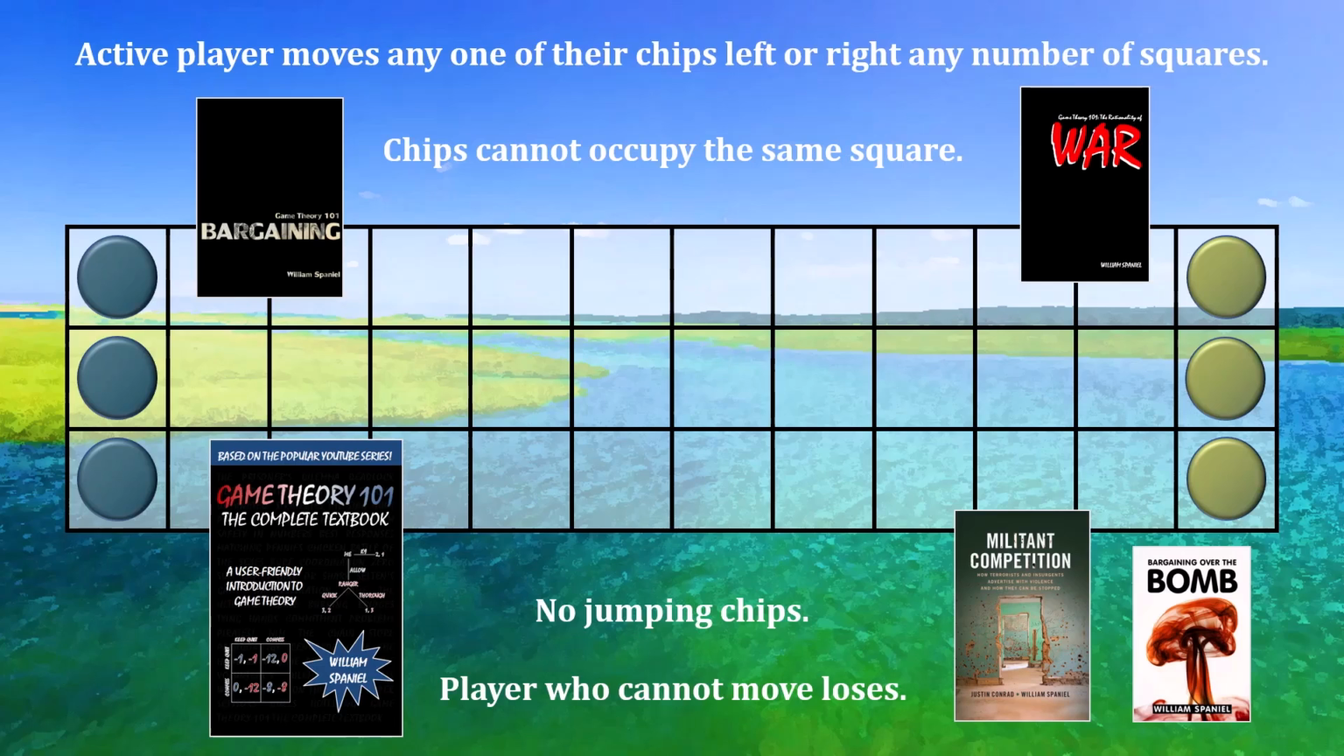Your hint for today is to apply backward induction to the situation, a topic I cover in Chapter 2 of Game Theory 101, the complete textbook. In other words, think about what are good moves at the very end of the game, and use that information to inform what you should be doing toward the beginning of the game.